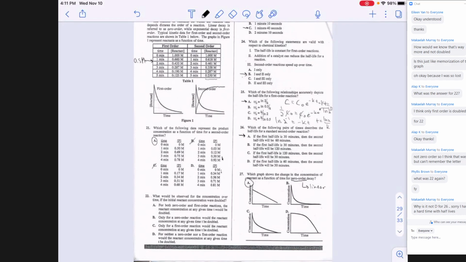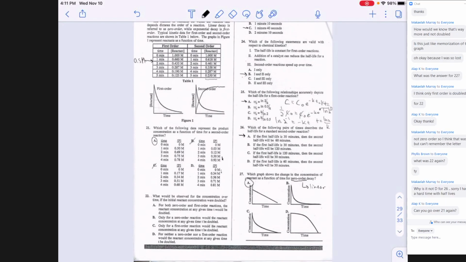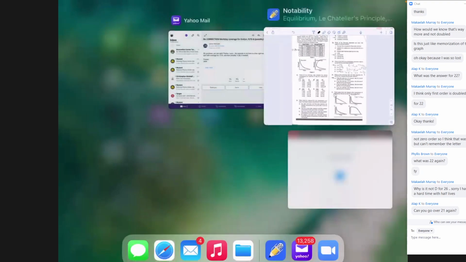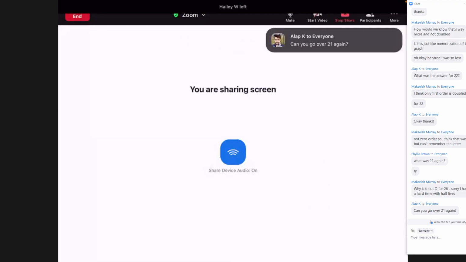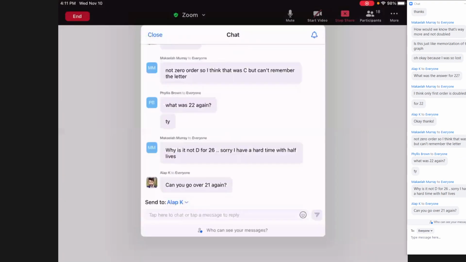Any questions on any of these? Sure, I can go over 21 again. Sorry, and then I'll go over 26.